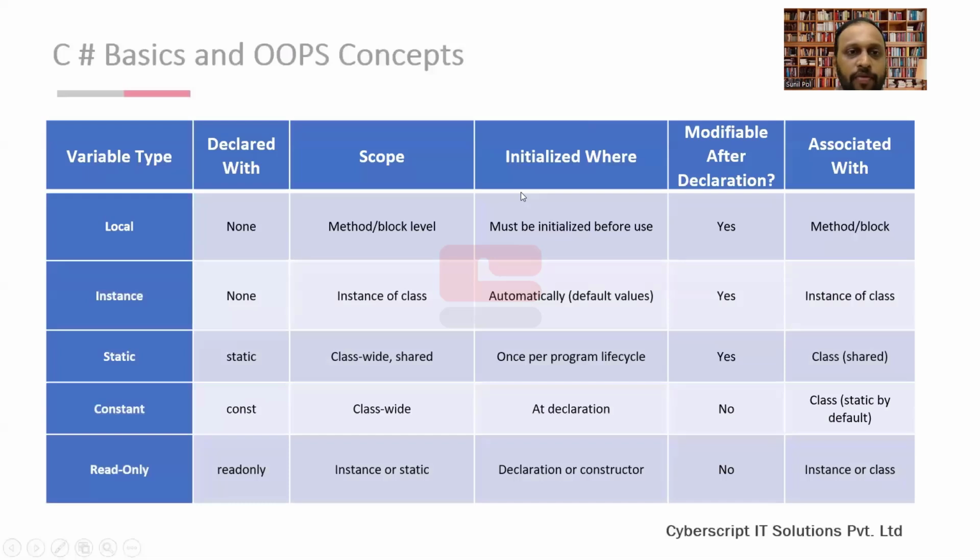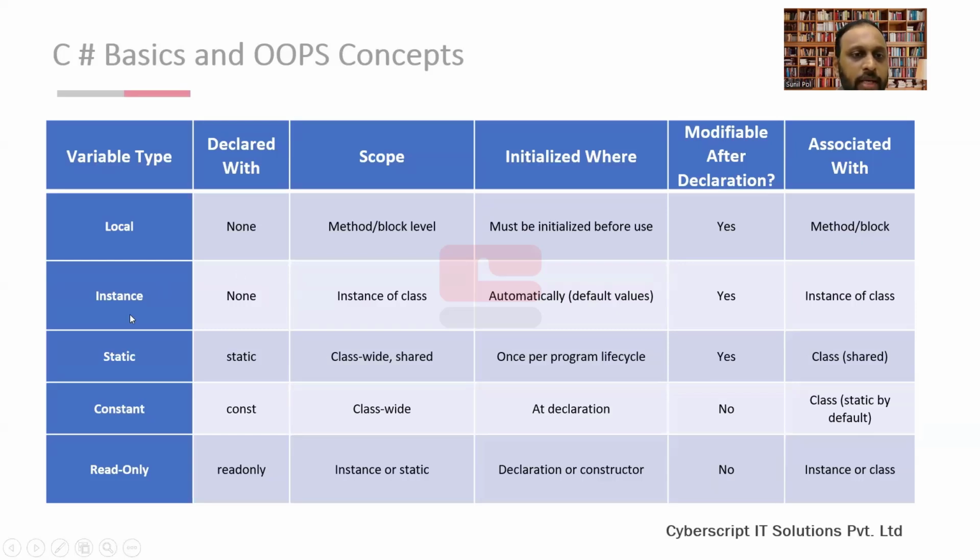So let's summarize all variable types. Local variables. Whenever you want to declare a local variable, you need not use any keyword for that at the time of declaration. The local variables have scope till method and block level only and must be initialized before use. And we can modify local variables after they are declared as well as after initialization. So we can modify a local variable at any time, and it would be associated with the method or block in which it is declared.